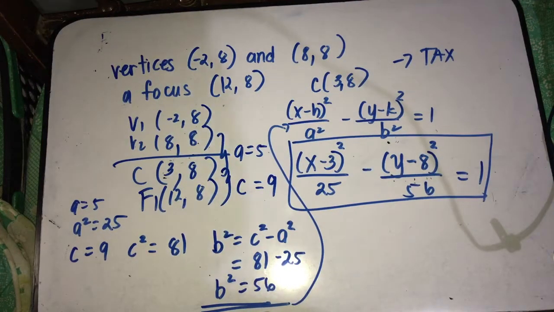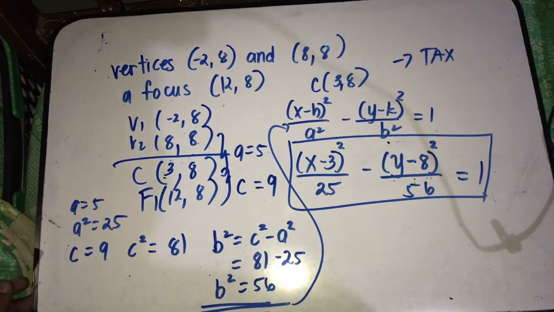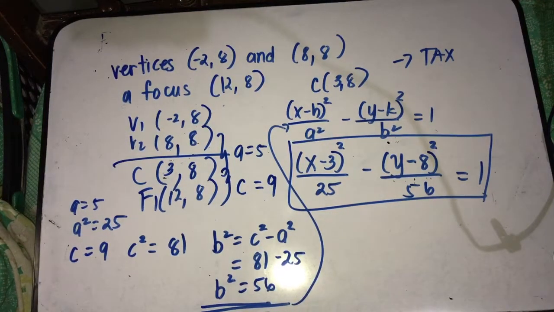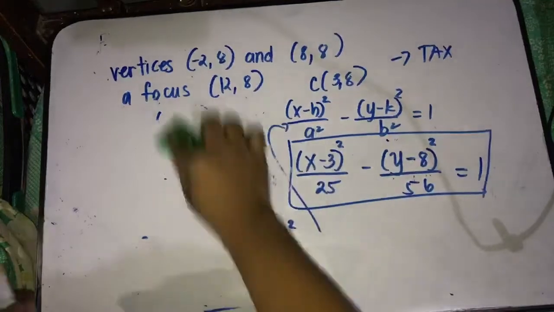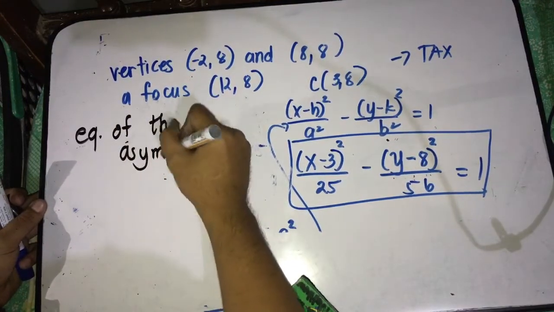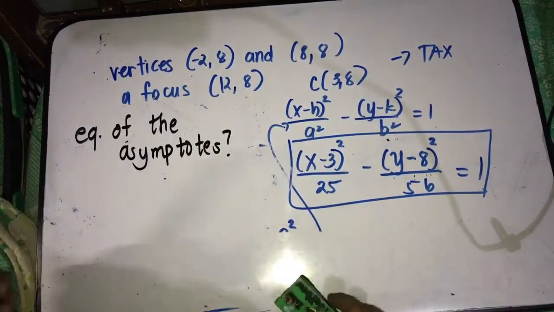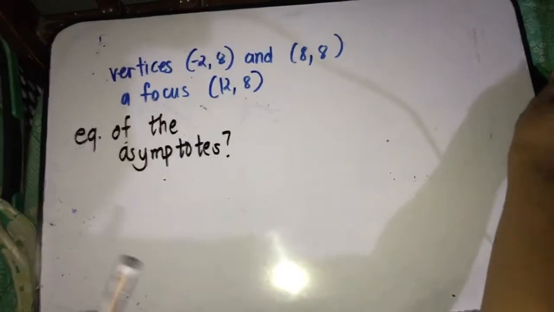Let's have another question. Okay, so if this is the question, what is the equation of the asymptotes? Okay, next question. What will be the equation of the asymptotes? What is the equation of the asymptote?